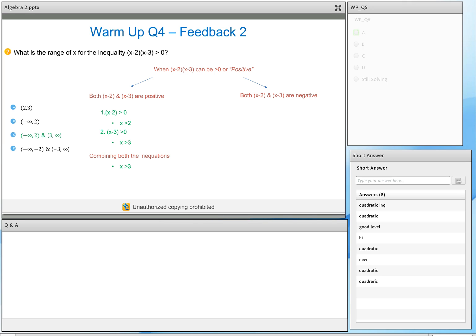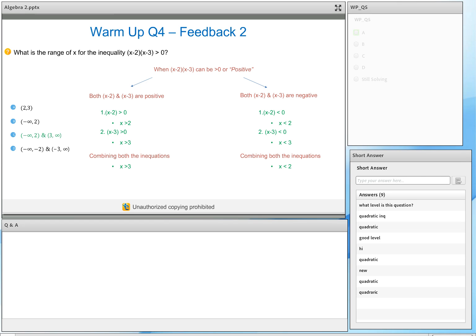Now, there is another case, that's the range that you get here. The other case in which both are negative, you again do the same thing. X is less than 2, x is less than 3. Combining both the inequalities, the range that you get for x in which both x minus 2 and x minus 3 are negative is x is less than 2.